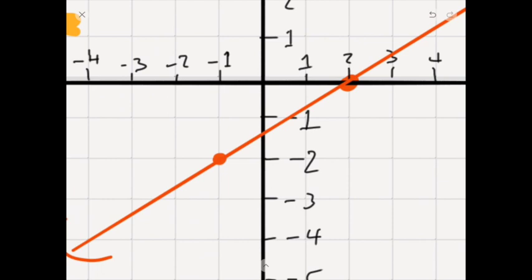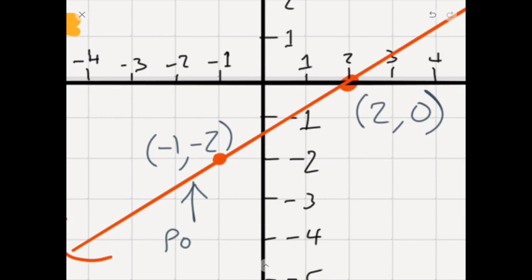So here I've got negative 1, negative 2. So x value negative 1, y value negative 2. And this next one over, I have x value of 2, y value of 0. So we're going to call this first one point 1. And I wouldn't normally label these, but for the sake of making this point clear, I'm going to do that. The second one we're going to call point 2.